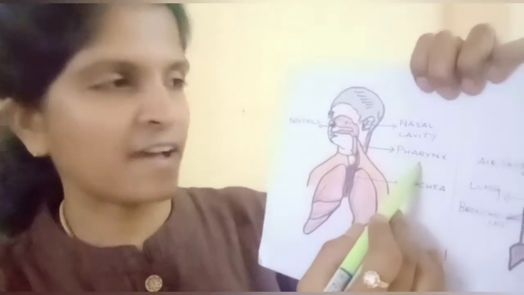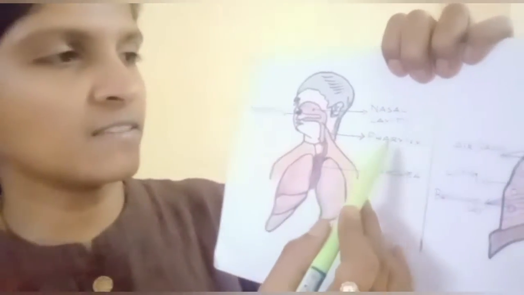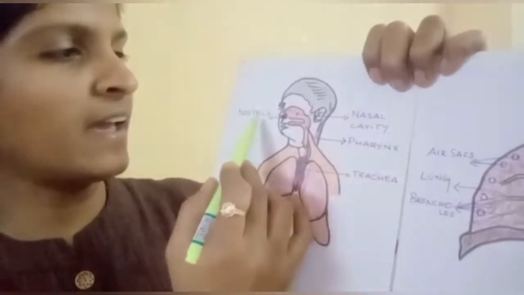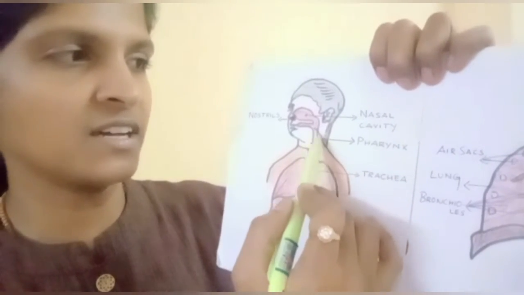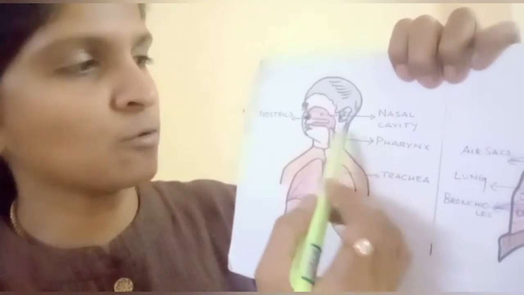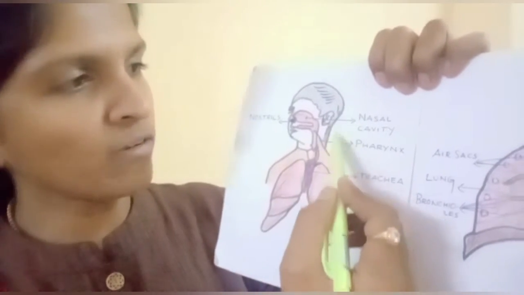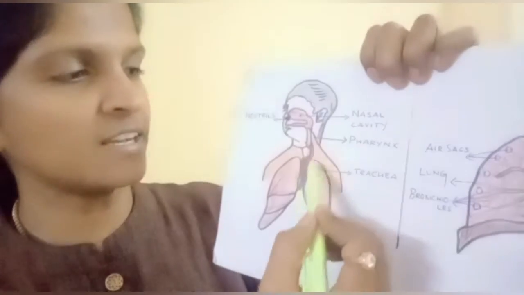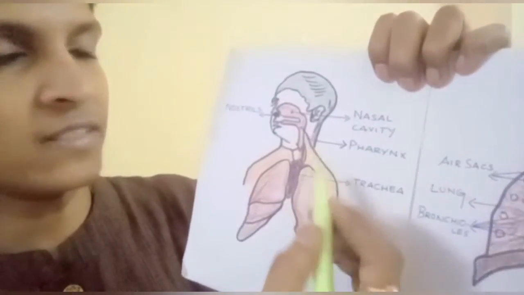The common passage between the nasal cavity or mouth and the trachea and esophagus is called the pharynx. When the air enters the nostrils, it reaches the nasal cavity, then the pharynx. The pharynx has a pair of tonsils, one on the right side and another on the left side. The lower part of the pharynx has two apertures, one opening into the trachea and the other into the esophagus.